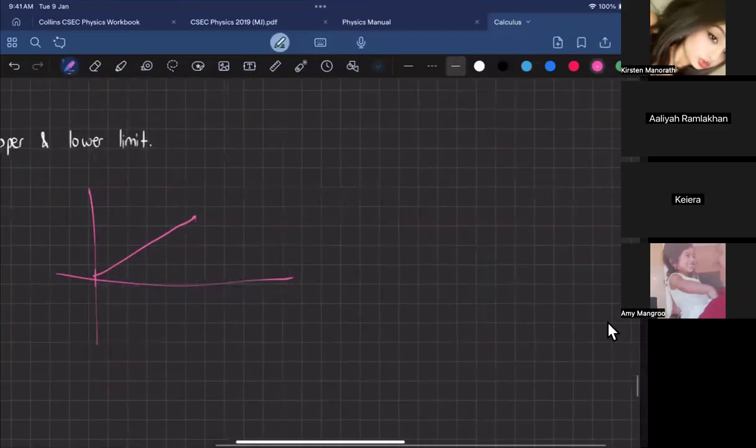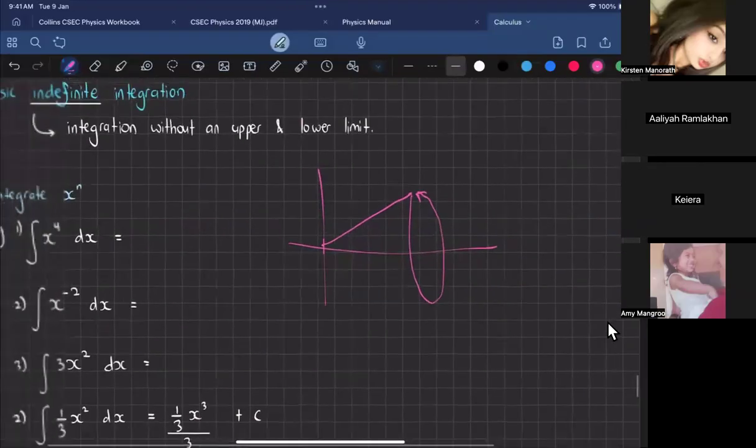Are you not seeing the screen? You seeing the screen? Yeah.